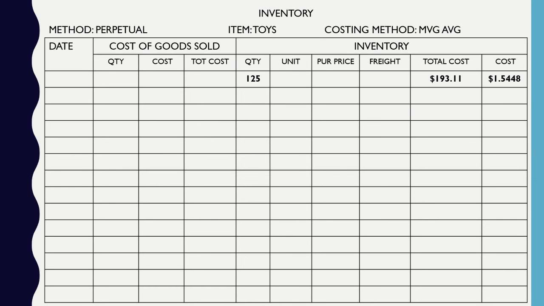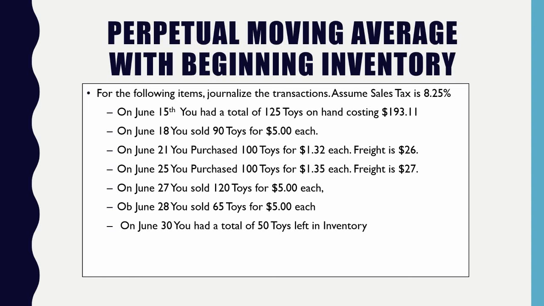This one's so simple and easy because all you have to do is carry your total amounts over into the inventory worksheet. So in this case, I have 125 units available at $193.11. Straightforward. And we already know what the average cost for that is. It's 1.5448, right? So in that case, that's all I have to do.